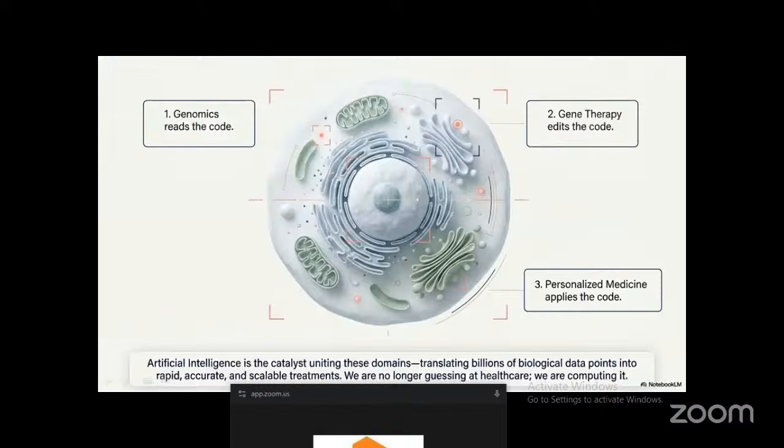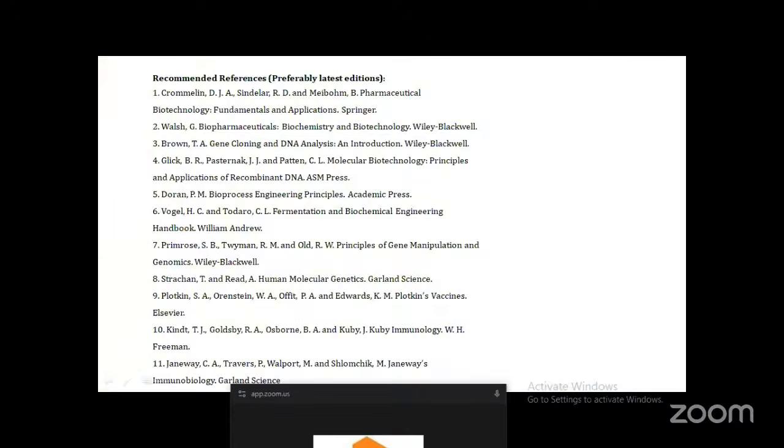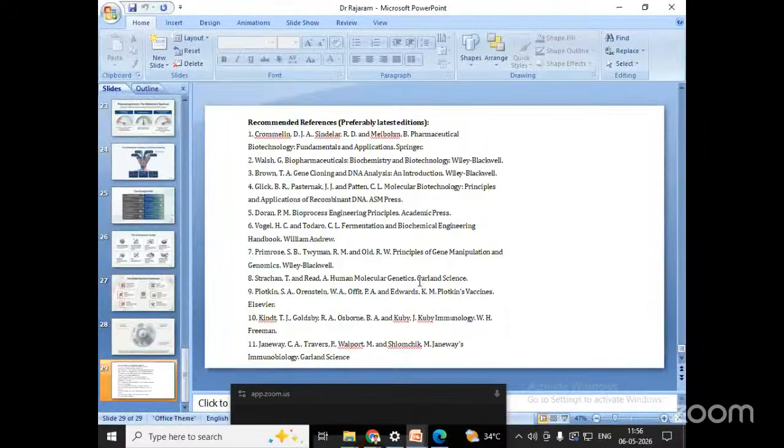With the help of genomics, we can reach the genetics. With the help of gene therapy, we can edit the code. With the help of editing the code, we can make personalized medicine for patients. These are the various books mentioned in our syllabus. For AI, there is a lot of content in human molecular genetics and guidelines. If there are any doubts, you can type in the chat box, and we'll get back. Thank you for giving this opportunity.